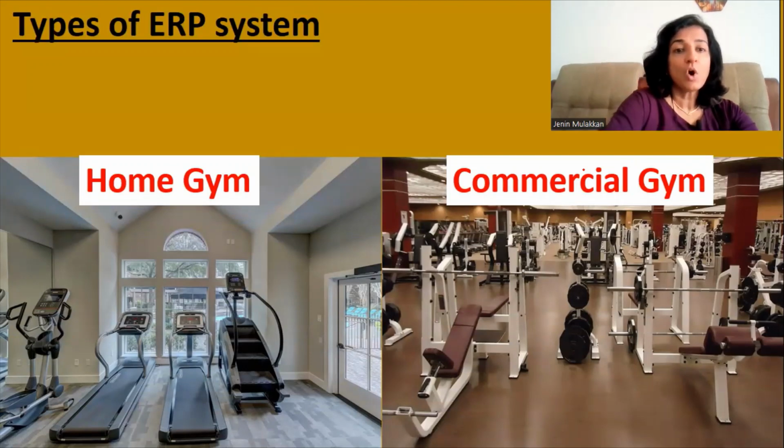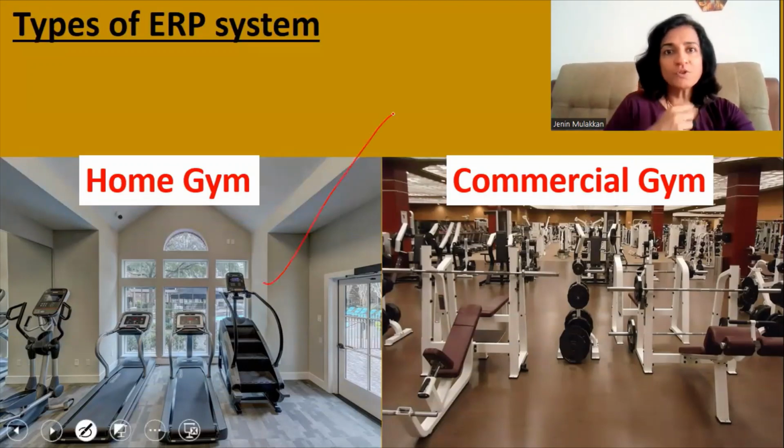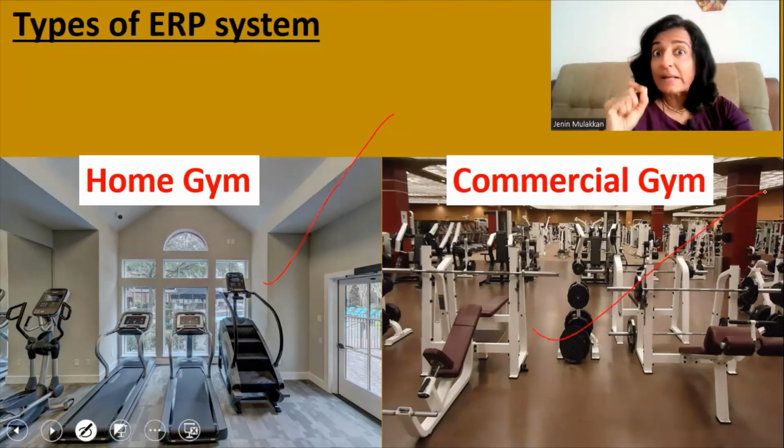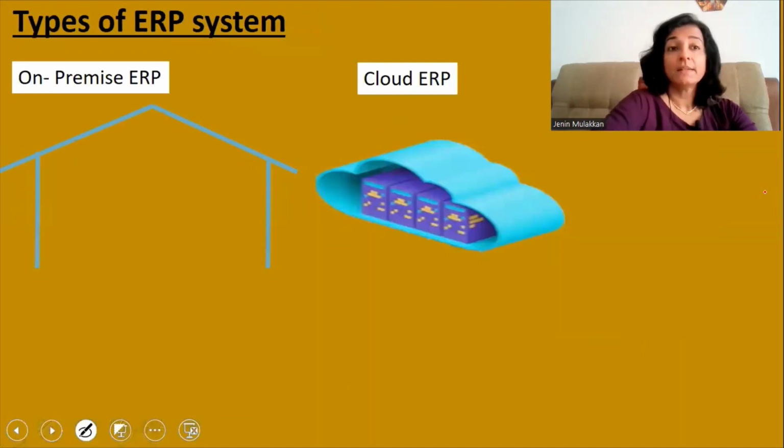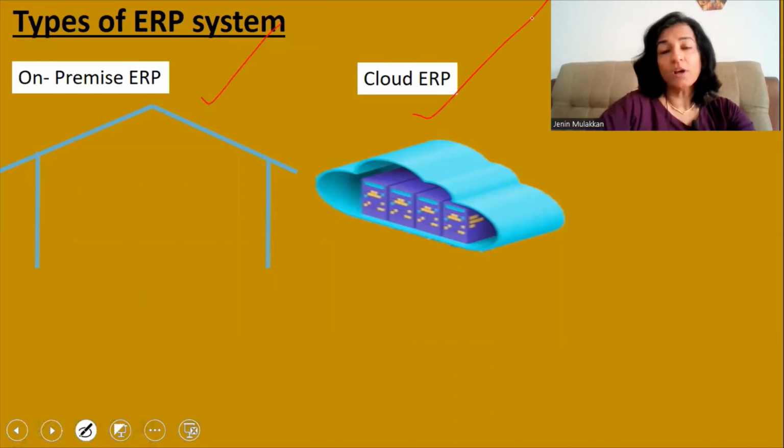In a home gym, all the equipments are owned by you. And the maintenance cost is also on your shoulders. So basically, there is a lot of upfront cost involved in a home gym. In a commercial gym, you don't own the equipments and you use it for a monthly or a yearly subscription. So just like that, there are two types of ERP system. One is the on-premise ERP and the second, the cloud ERP.